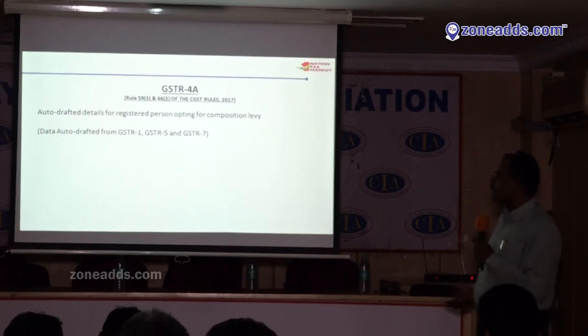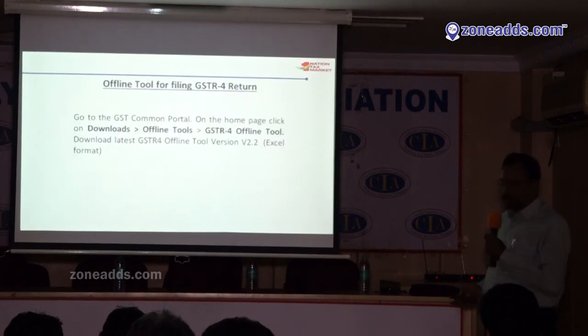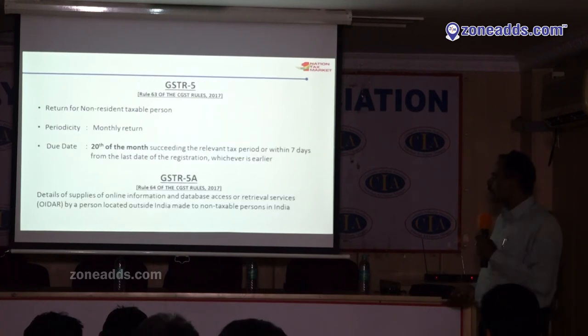So table 4A, these are the auto-populated details. Details are filled from register 1, 5 and 7. And for GSTR 4 also you have the offline tool. I told you, up to table 9 you have to use the offline tool only.